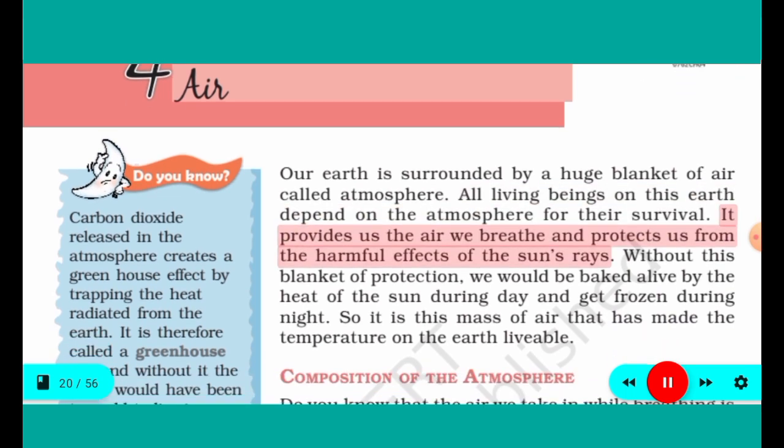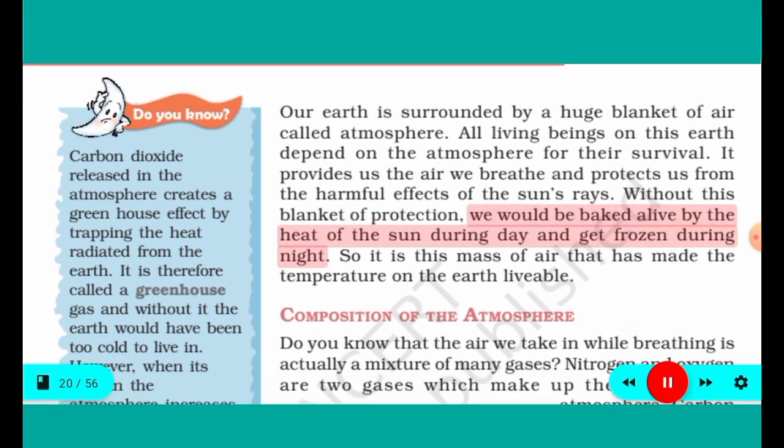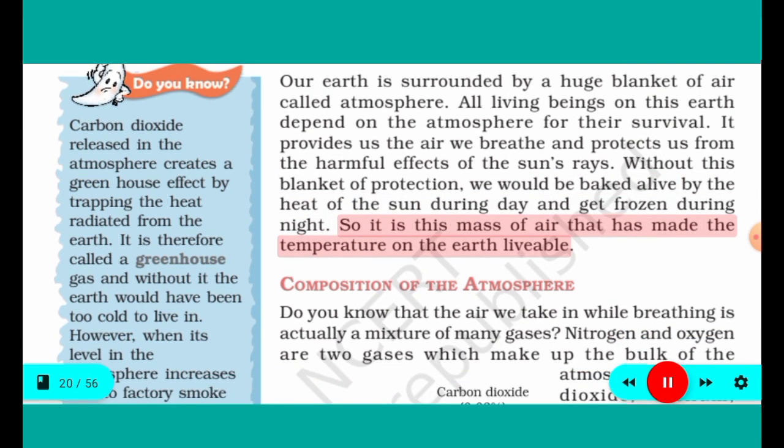All living beings on this earth depend on the atmosphere for their survival. It provides us the air we breathe and protects us from the harmful effects of the sun's rays. Without this blanket of protection, we would be baked alive by the heat of the sun during day and get frozen during night. So it is this mass of air that has made the temperature on the Earth livable.